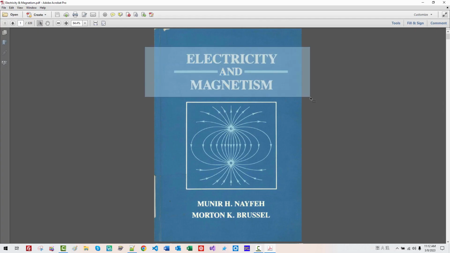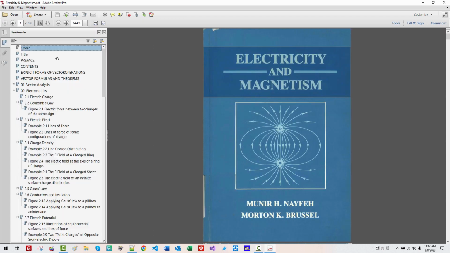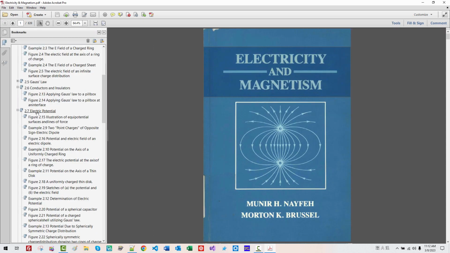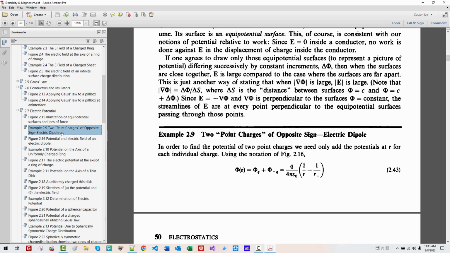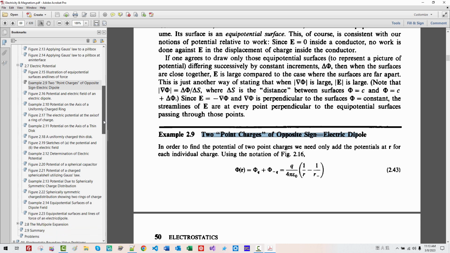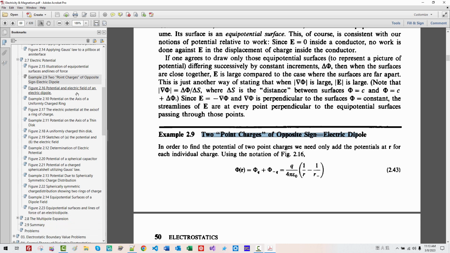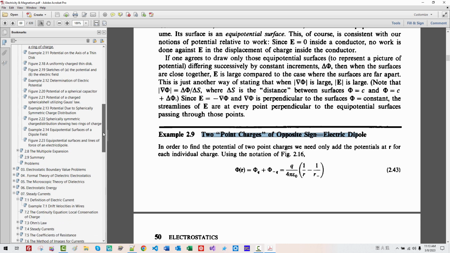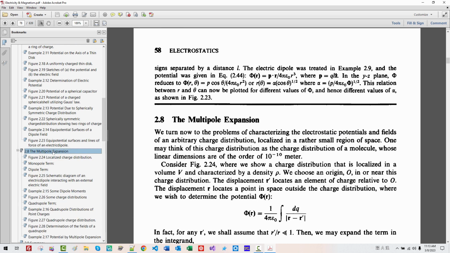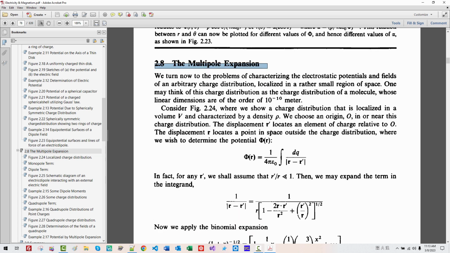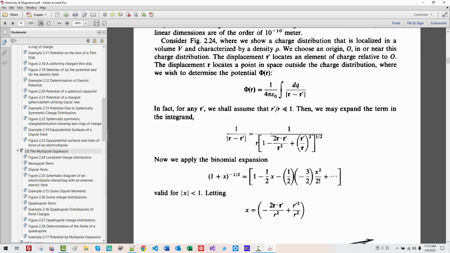Electricity and magnetism. From this book, we will solve chapter 2.7, example 2.9, two point charges of opposite sign, the electric dipole. In this example, we will solve all the problems in chapter 2. We will also solve chapter 2.8, multipole expansion, through the next few episodes.